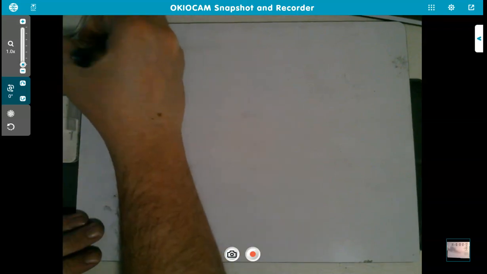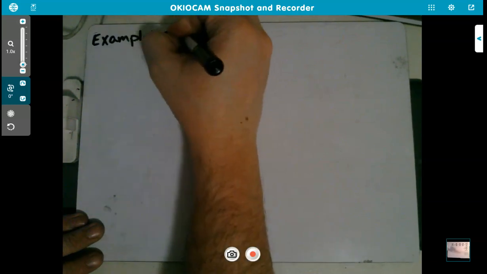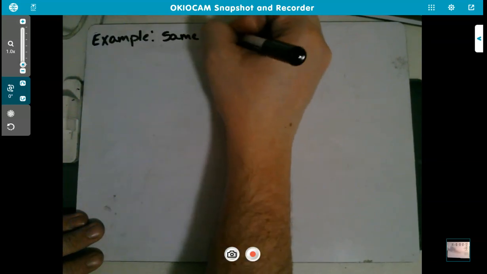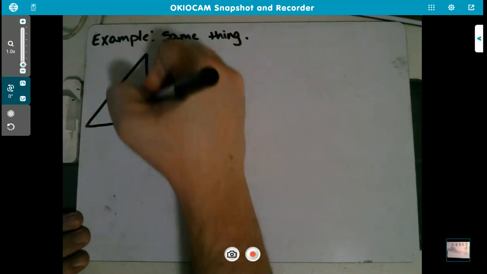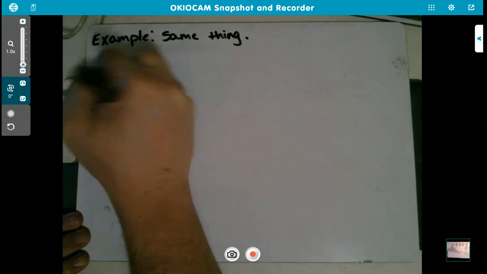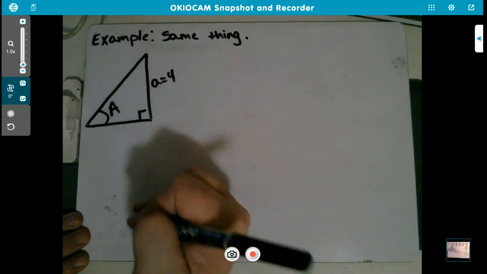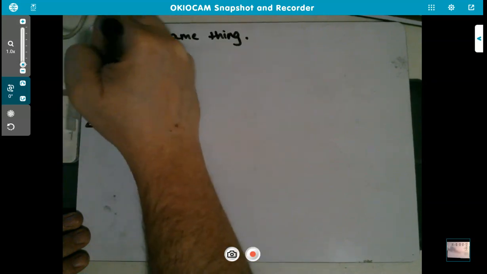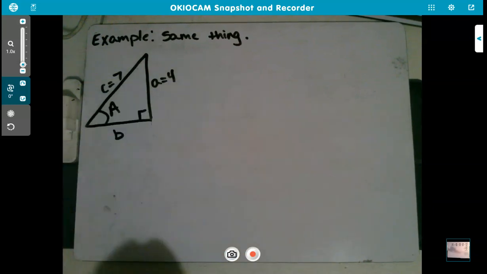We're going to do the same thing. I'm not going to rewrite all of it. We're going to do the same thing with a different triangle. So this time I'm going to have a triangle. This is going to be angle A. Side length A is going to be 4. Side length C is going to be 7. And we're actually not going to know side length B. So now I want to solve for side length B.